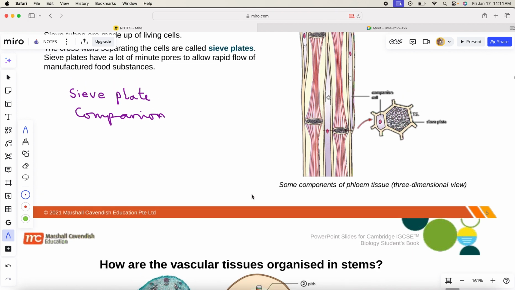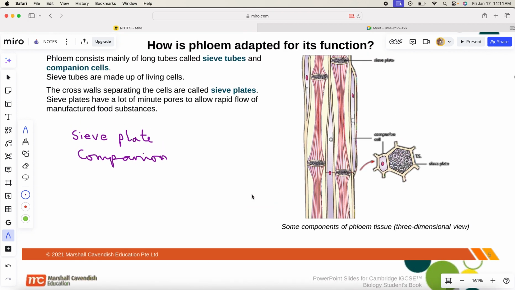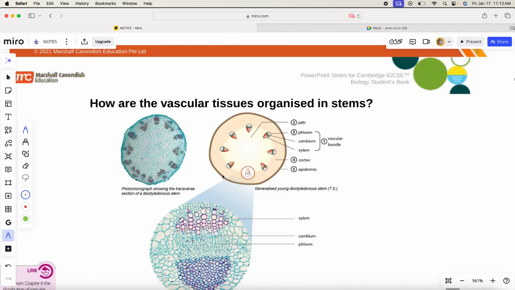We already know what this phloem tube is made up of. It is made up of a sieve tube, and in between the sections of the sieve tube you have the sieve plate, and companion cells. We say the sieve tube is made up of living cells. Remember, the lignin in a xylem, they are not living cells. But the sieve tube is made up of living cells. Okay, now let's move on to the next one.